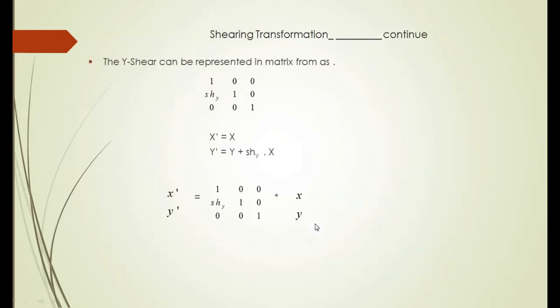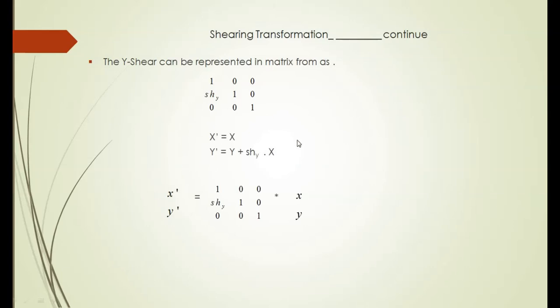So the y shear can be represented in matrix form, that is 1 0 0, SHY 1 0, 0 0 1. x dash is equal to x and y dash is equal to y plus SHY into x. Means in y shearing the x coordinate is kept as the old coordinate and the new y coordinate is changed, that is y plus SHY into x.